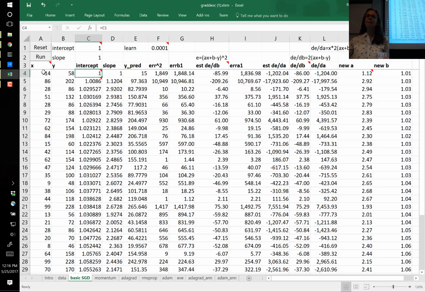So we're going to just calculate the derivative of the loss. Here's our prediction. Here's the error. And then we calculate the derivative of the error just at that single point, and then update A and B for that. And so we can see this.